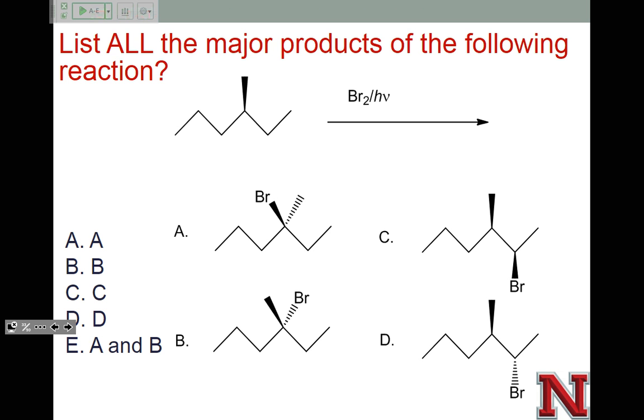Go forward. So now we've got to talk about stereochemistry. The big thing to remember here is, for stereochemistry, what's the geometry of the radical?